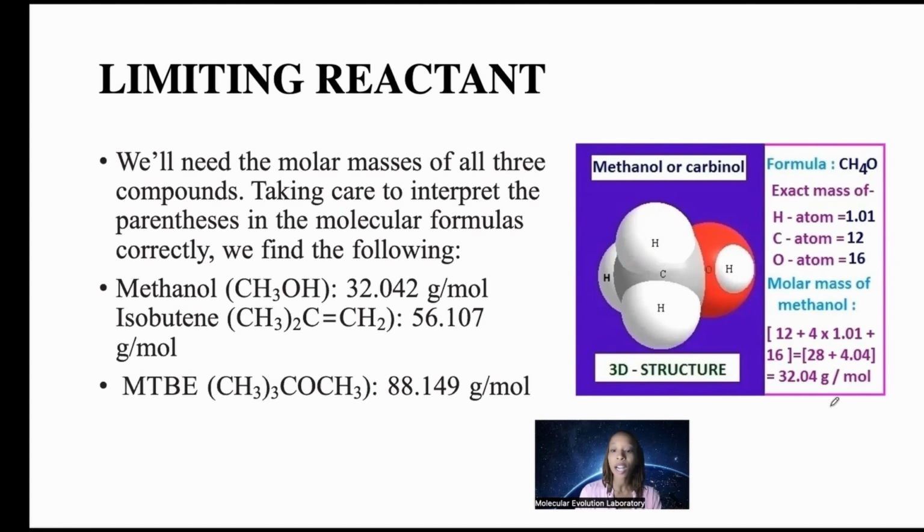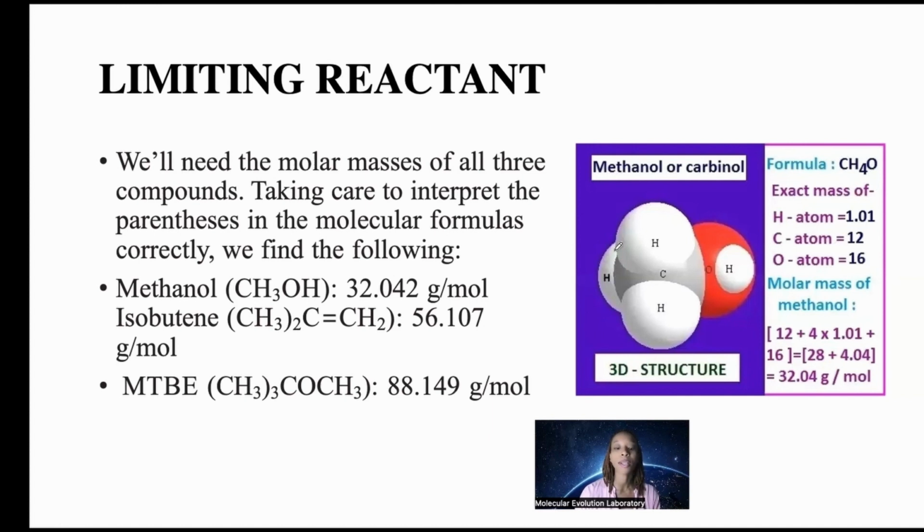So basically we have to start by balancing the equation. As we already know, we'll need the molar mass for all three compounds as well, taking care to interpret the parentheses. The molar mass of methanol would be 32.042. The molar mass of isobutene would be 56.10.